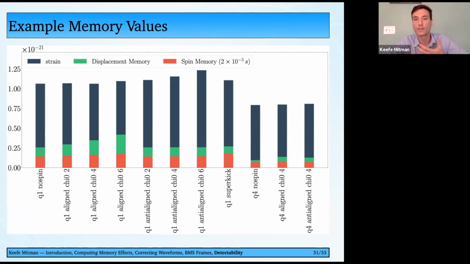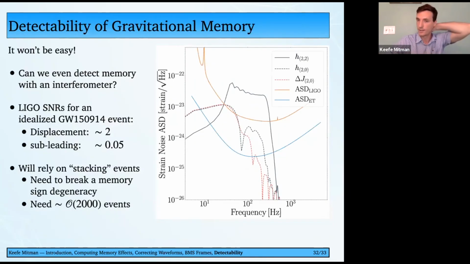In terms of how we actually detect these things, it won't be easy. So when we think about detecting memory, memory is really this zero frequency effect, and interferometers can pretty much have no hope of detecting that zero frequency effect. So instead, what detectors such as LIGO are going to try to do is detect the frequency associated with the energy flux that contributes to the null memory effect.